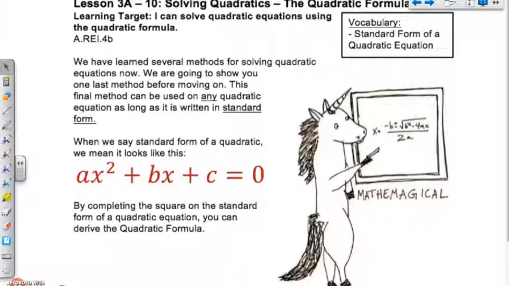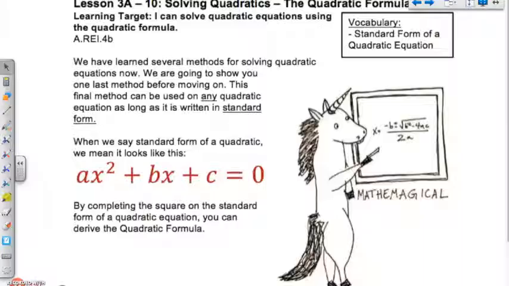So we've learned, like I said, several methods for solving quadratic equations. We're going to show you this one last method, and we can use this method on any quadratic equation as long as we write it in standard form. We've been limited before on some things that don't factor, but the quadratic formula is going to give us a tool that lets us solve any quadratic. When we say standard form of a quadratic, that's what we talked about in our vocabulary: ax squared plus bx plus c equals 0. As long as we put it in that form, then we can use the quadratic formula.